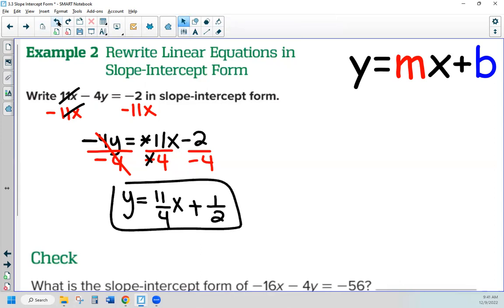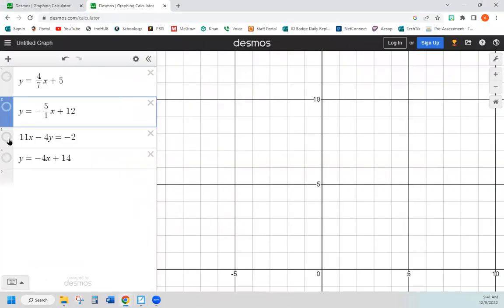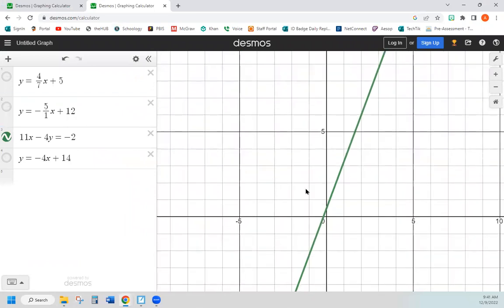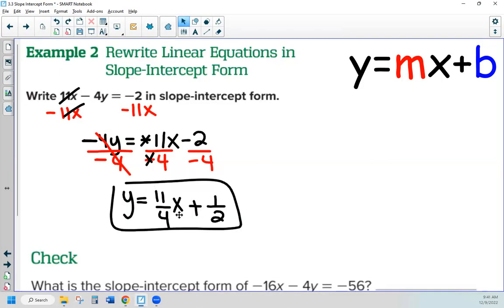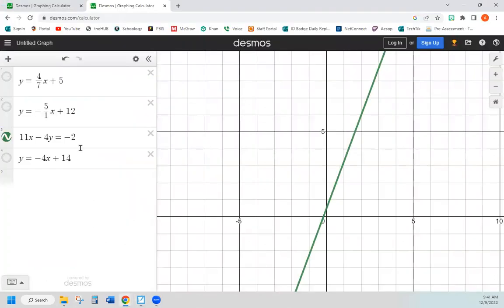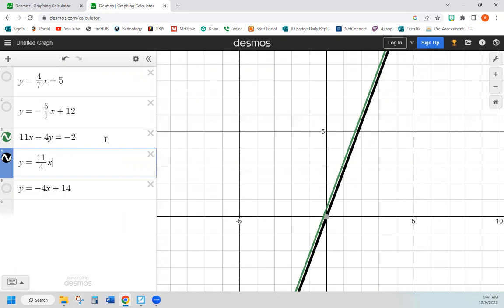Okay, this is it. Now, what we can do to check that we did it correctly, hopefully you guys agree with me, is that we can put the original one that was given to us, the 11x minus 4y, which is right here, on Desmos, and we can put the one that we just made up, which is y equals 11 divided by 4. Let's see. Y equals 11/4 x, and then it said plus 1/2. Plus 1/2.